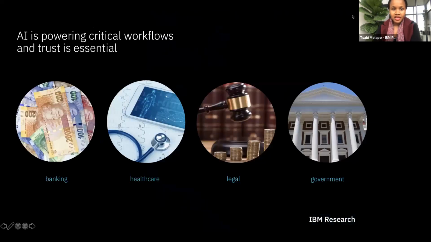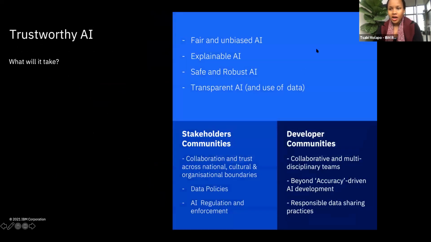One thing that's very clear is that more and more we're seeing AI powering critical workflows across different sectors, from banking, government, legal, healthcare, and several other domains, as we all know. Therefore, it becomes more and more essential that we focus on trust, and on how we build AI that is trustworthy from the inside out. So one of the key questions is, what does it take to say that the AI we build, deploy, and sell to customers is trustworthy? I'll speak of four principles, and I'll get into each of them in detail.